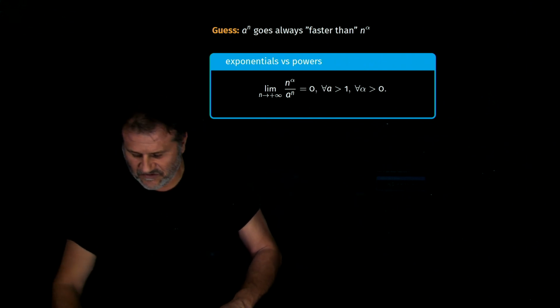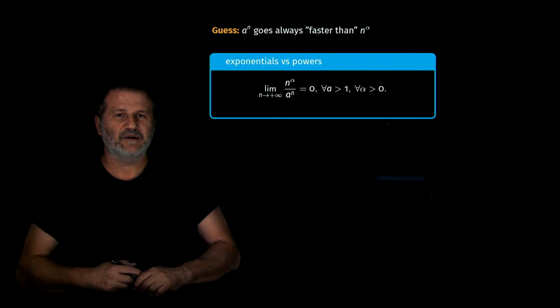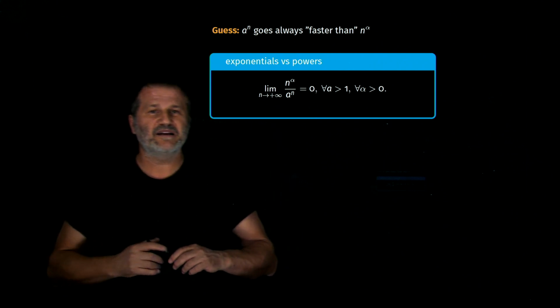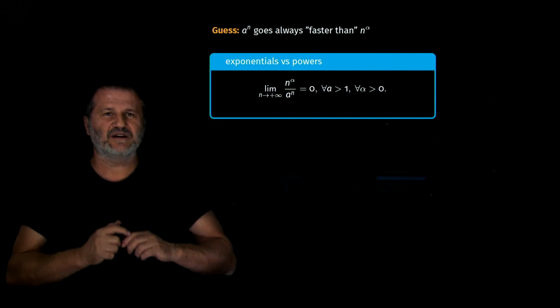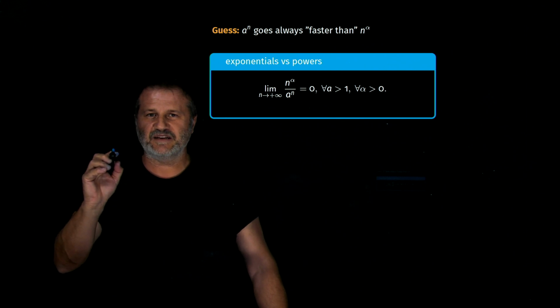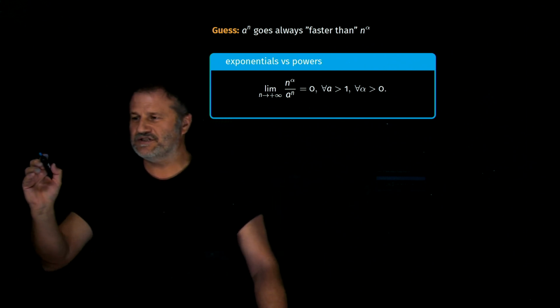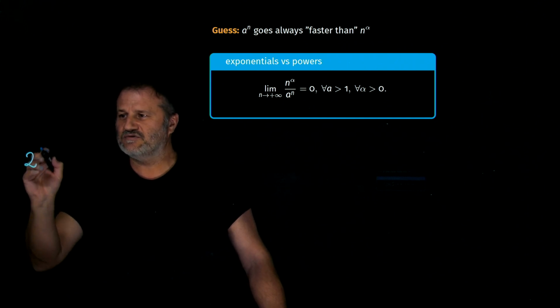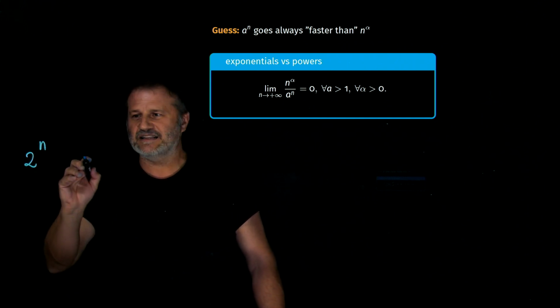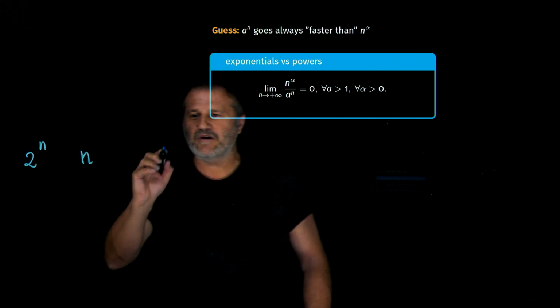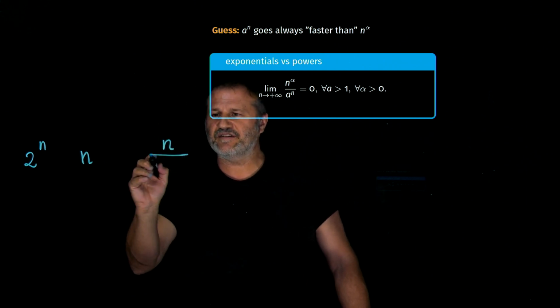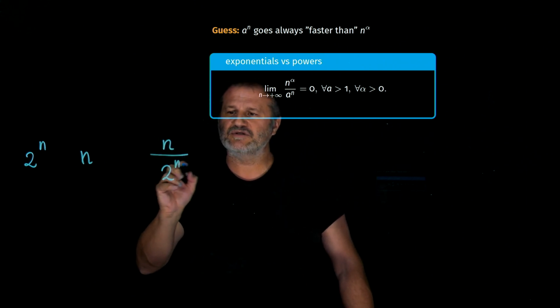Now, I will not prove this statement in general here, but I will show you just a particular case, which is the comparison between these two quantities. On one side, I will consider the exponential 2 to the n, and on the other side, I will take the power n. And our goal is to verify that n over 2 to the n goes to 0.